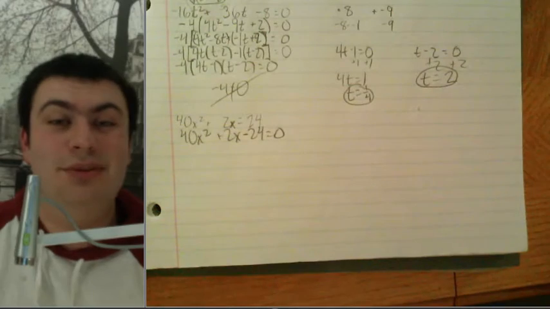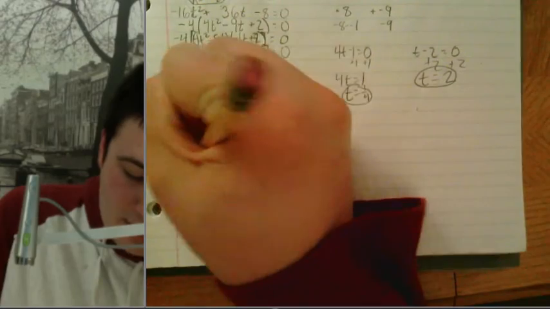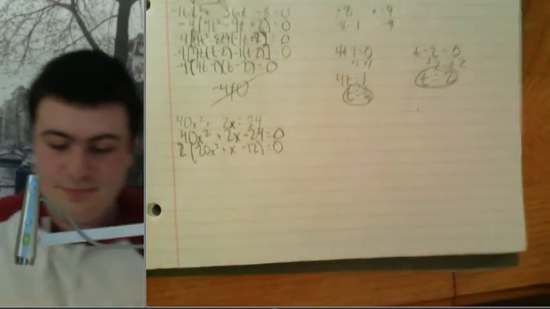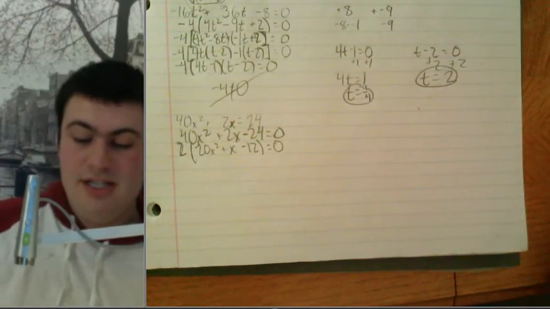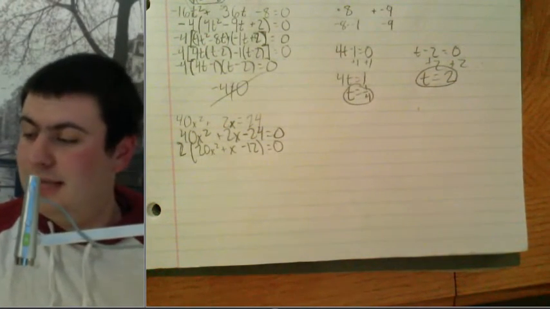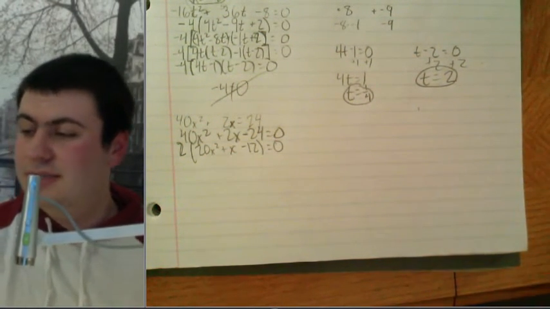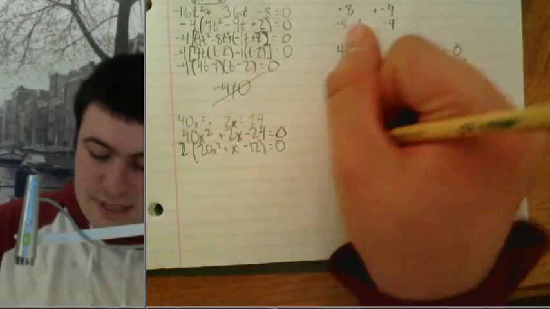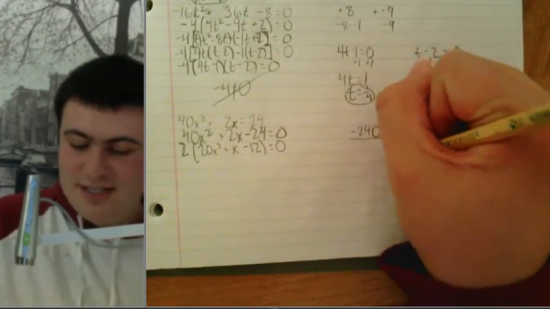Now I'm going to factor between 40x squared, 2x, and negative 24. I have a factor of 2 as a common factor. So 2, now I have 20x squared plus x minus 12 equals 0. So now I don't have a common factor. I have a coefficient greater than 1. So I have to ask what multiplies to negative 12 times 20, which gives us negative 240, and adds to 1.